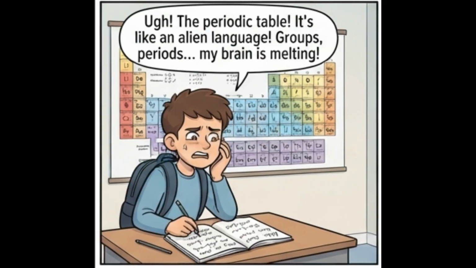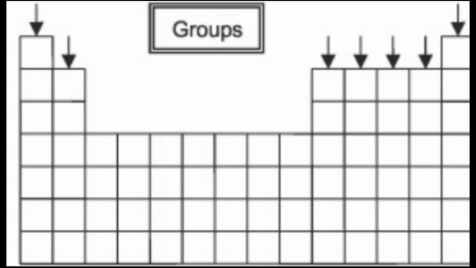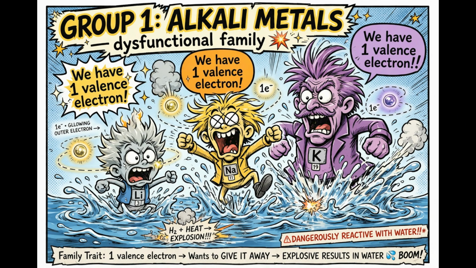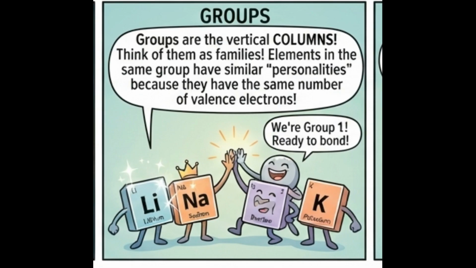Let's learn about the periodic table. First, groups are the vertical columns going down. There are 18 of them, and the elements in the same group are basically a dysfunctional family. They share the same number of valence electrons and act with eerily similar chemical personalities.